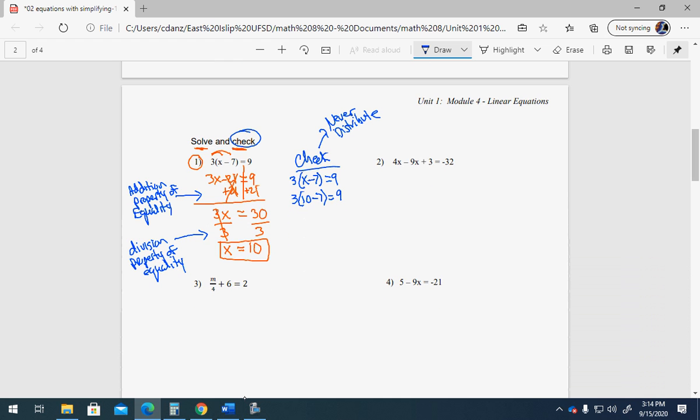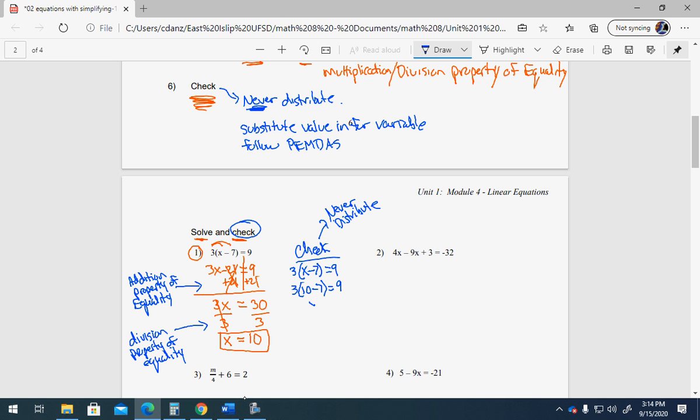So I wrote the original, I substituted. PEMDAS says do parentheses first, so let's do this. So the 3 stays here, 10 minus 7 is 3. And then if I follow PEMDAS, the next thing I can do is multiply, I get a 9. Take a look what's over here, it's a 9, and they're equal. Okay, so follow the order of operations. If there's just a simple number like this 9 on the right side, there's nothing to do, just keep on writing it down. In the end, you should have the same number on both sides. The check is not your answer. Your answer is this, x equals 10. The next question I want to do is number 2.